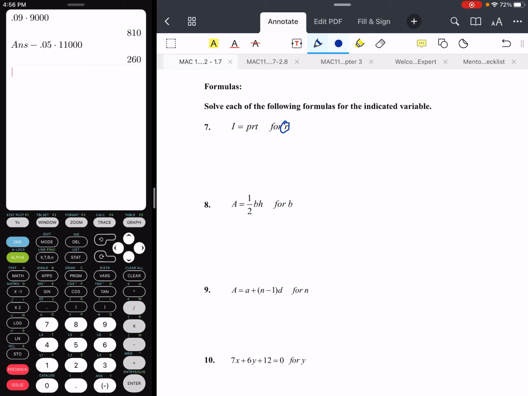So currently R is on the right-hand side of our equation and it's being multiplied by P and T, so P times R times T. That means I need to divide out P and divide out T, and I have to match that on the left-hand side to isolate R. So this gives me R equals I divided by PT.